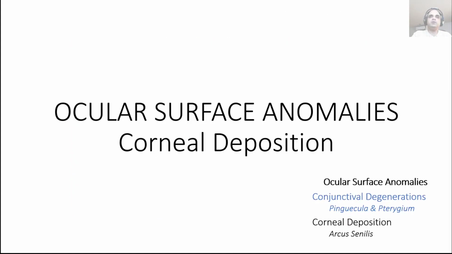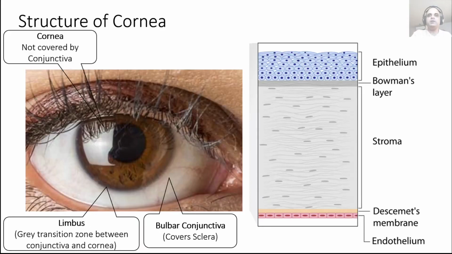Now we are going to move on to the second of our two conjunctival and ocular surface anomalies, which is corneal deposition, and we discuss one condition, Arcus Senilis, and we'll sneak in another, which is called Arcus Juvenilis. But it's not a separate condition, so we'll just discuss it together with Arcus Senilis. Before we go on, let's quickly review the structure of the cornea.